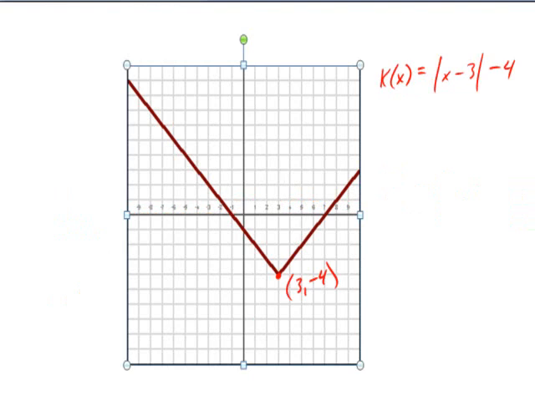I'll have you try this one. I've already graphed it for you. It's an absolute value function with a corner point or vertex at 3, negative 4. Pause the video, try to determine the range of this function, and then come back to the video to check your answer.